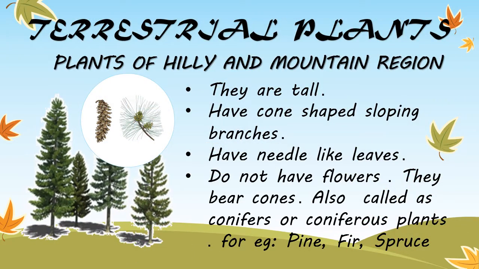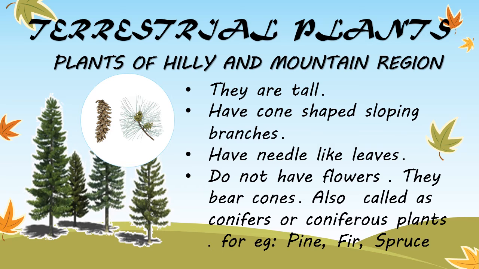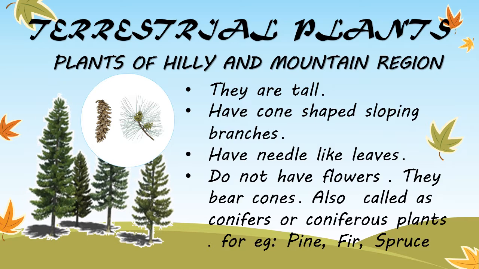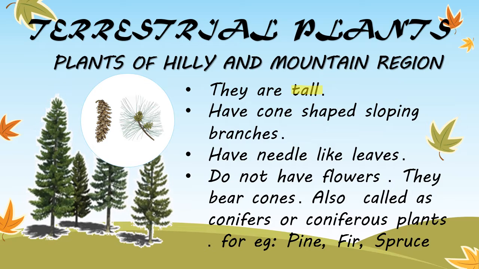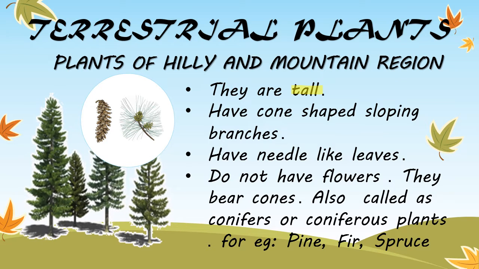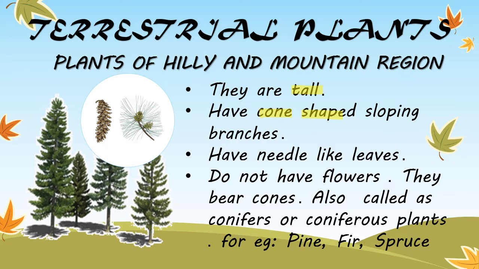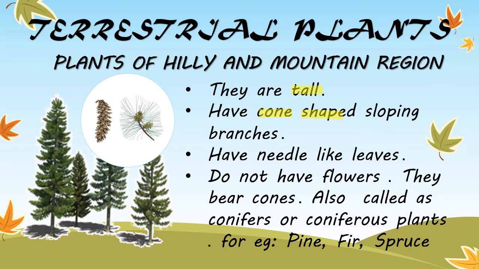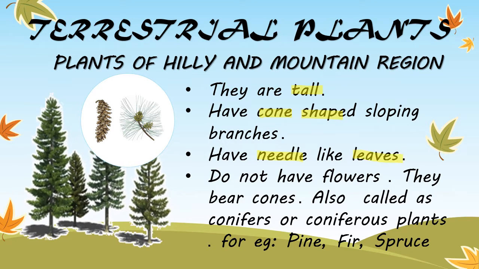We can further divide terrestrial plants into different categories. First, plants of hilly and mountain region. Plants which grow on mountains are generally tall so that they could get enough sunlight. They have cone-shaped sloping branches which help to slide off the snow easily. Their leaves are like needles which help them to survive in cold weather.